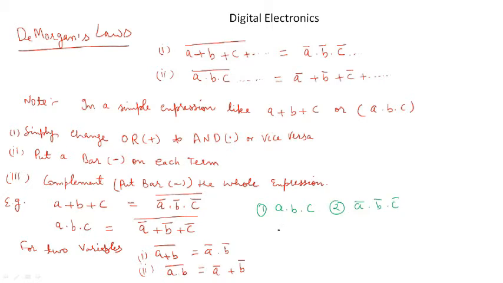The third step is to complement the whole expression. So in the third step, we will complement the whole expression, which was A bar dot B bar dot C bar. So we can write A plus B plus C is equal to (A bar dot B bar dot C bar) whole bar. Now if you again complement this term, then we will have A bar dot B bar dot C bar.